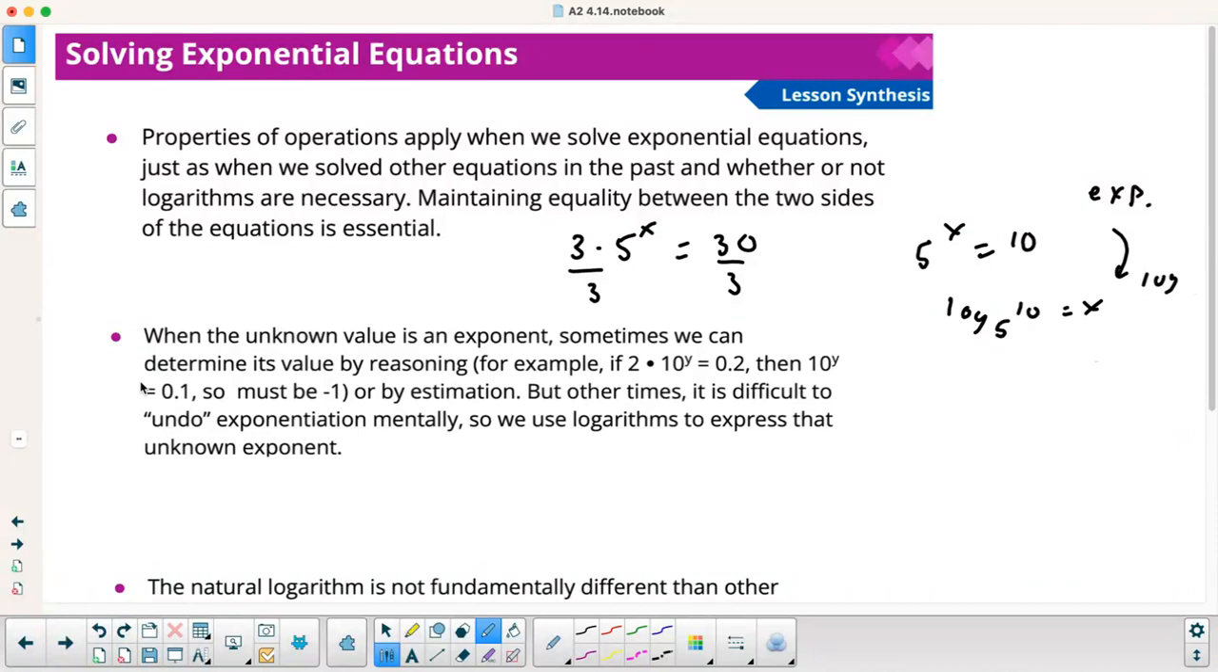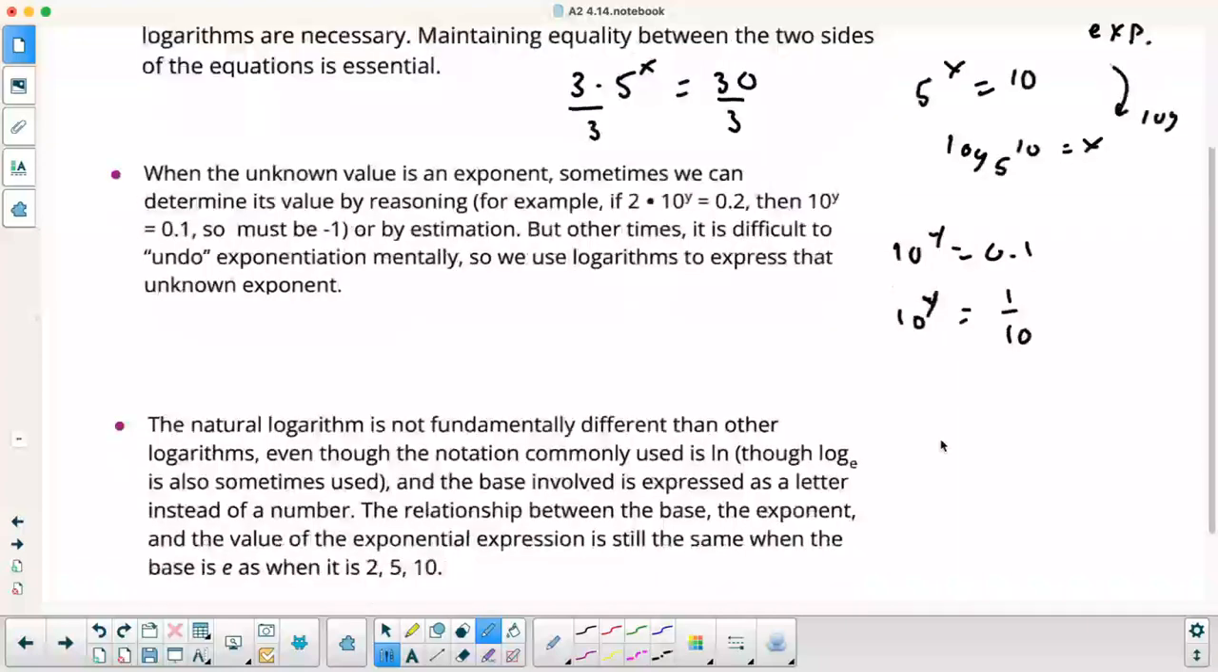The next thing, when the unknown value is an exponent, sometimes we can determine its value by reasoning. For example, 2 times 10 to the y equals 0.2. Then 10 to the y equals 0.1, so it must be -1, or by estimation. Okay, so basically that's kind of what we had been doing before. We had said, okay, if I divide by 2, we get 10 to the y equals 0.1, and then you said, oh, okay, you can kind of think of this as 1/10, and you can say, oh, if this is -1, that would flip it, and that would work, okay? The other thing that we've been doing here is we've been just plugging in numbers until we get it close. That works, but it's not exact.